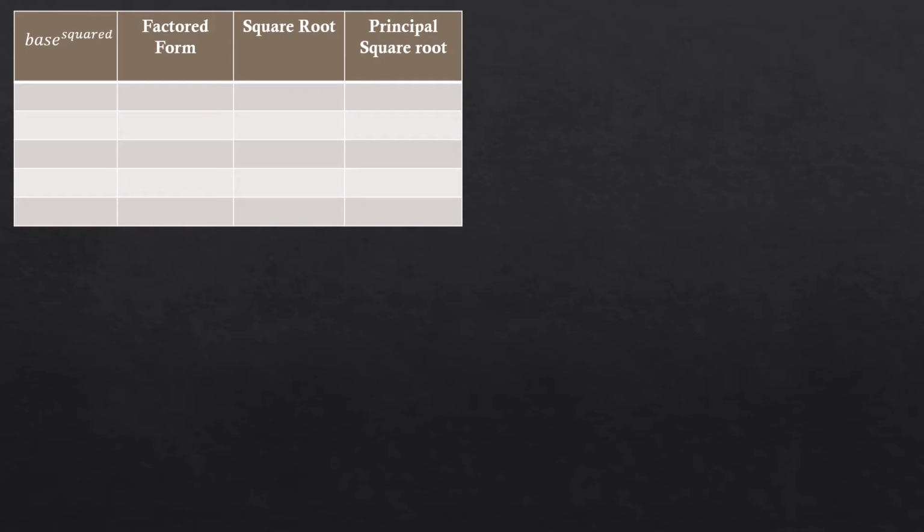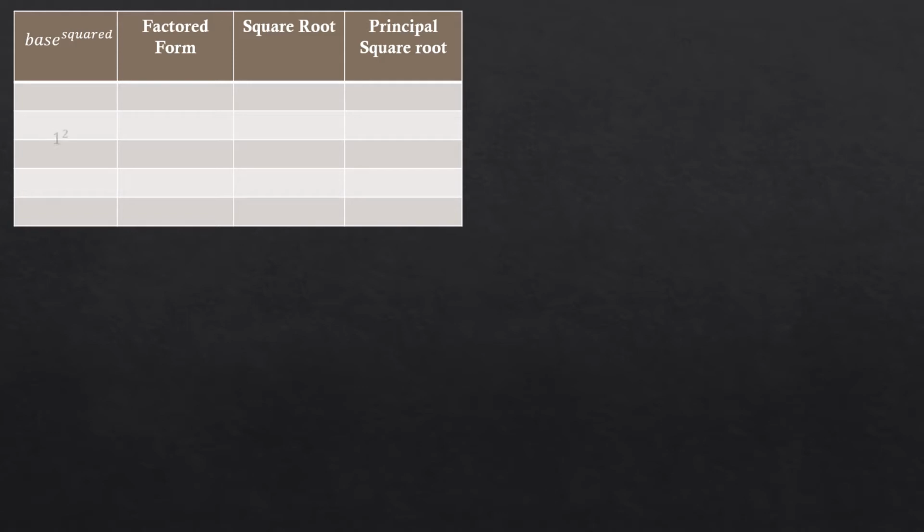For the first column, the base is squared. For the second column, we will have the factored form and the answer. For the third column, we have to get the square root. And for the last column, we have to write the principal square root.